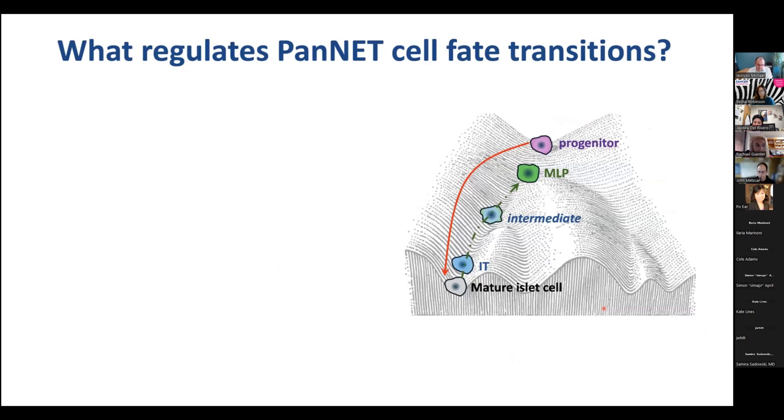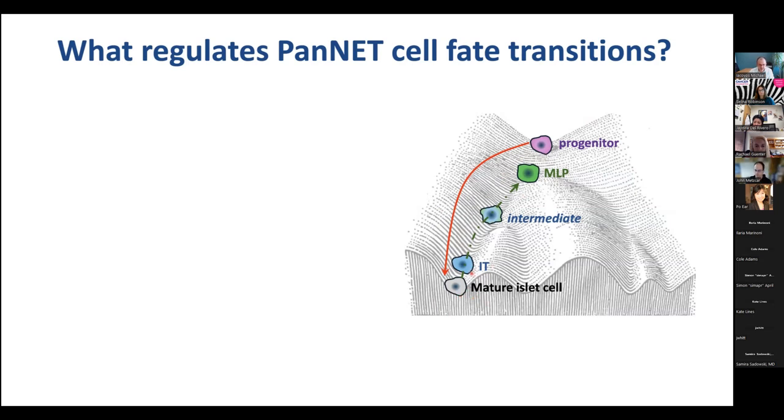So at least the conclusion back then, and the model here, is that in pancreatic development you have a progenitor that will give rise to these mature islet cells. And when pancreatic neuroendocrine tumors initiate, really what they do is trace back this pathway from progenitor to mature islet cells.